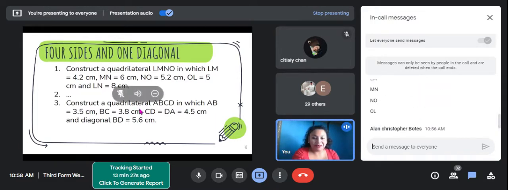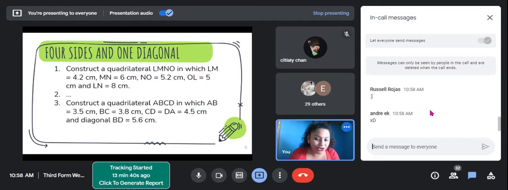I am given a shape that has four sides, L, M, N, O, four corners. This is the name of my shape. Because of the construction, they're giving me the sides, how long each side is, and they're also giving me a diagonal. Now, I should have asked this in the beginning: do you know what a diagonal is? Anybody have an idea of what a diagonal is?